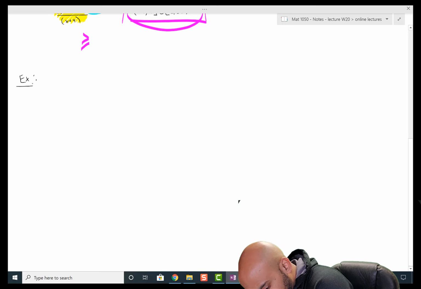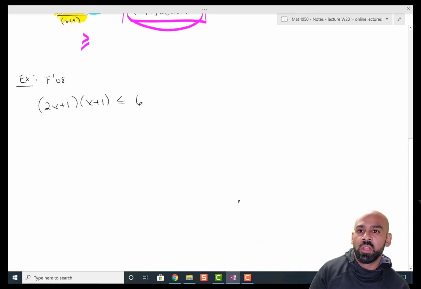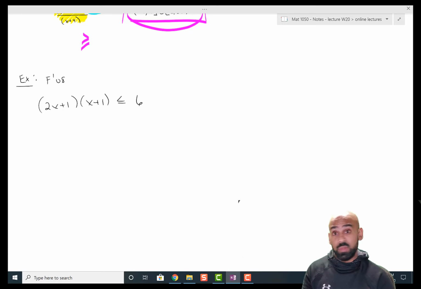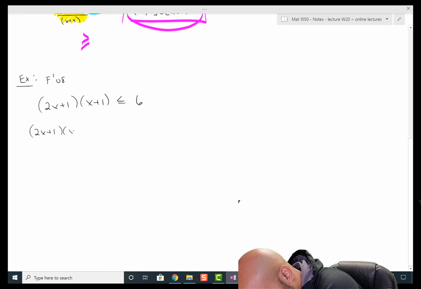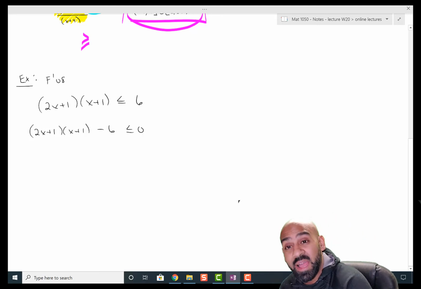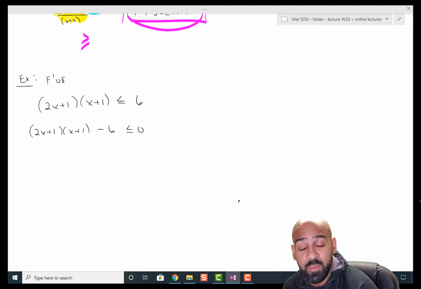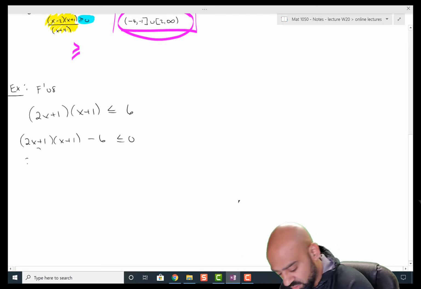So here's an example. This one actually came from fall 2008's final exam. It was 2x plus 1 over x plus 1 is less than or equal to 6. Note, we don't have a denominator here, which is good. Sometimes we won't have one. But notice it's not equal to 0. So first things first, I have to do some prep work. I'm going to subtract it over because I need a 0 over there. Done and done. Now let's multiply this out and see if we can get this refactored. If not, then we have to do some quadratic formula stuff. So let's just make sure.